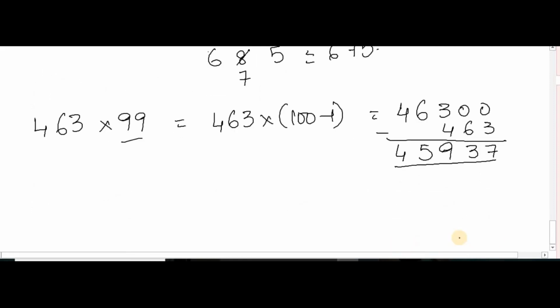Now the same thing we will do for this. Because it is a mismatch combination, we have to write the before number. So 4, 5, 8, 3, 7.